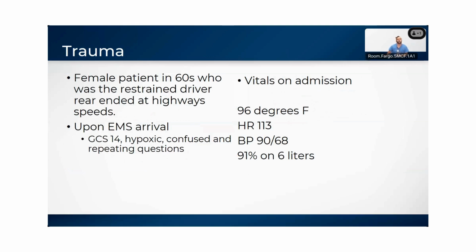So this is a female patient in her 60s. She's a restrained driver, rear-ended at highway speeds. Upon EMS arrival, she was hypoxic, confused, GCS of 14, vital-wise, blood pressure low at 90/68, and requiring 6 liters of oxygen to maintain her saturations. Heart rate being 113.